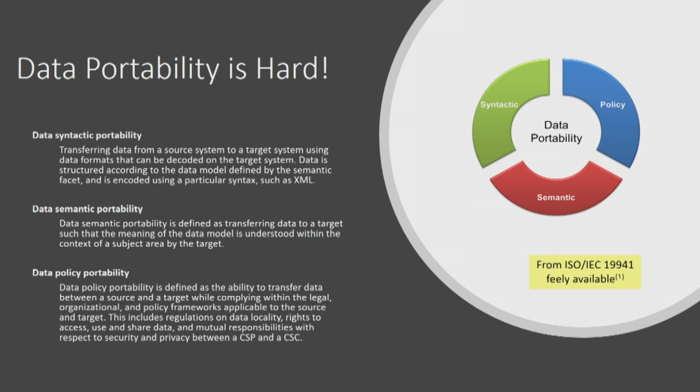And then last but not least, the third facet to make data portability a reality is to make sure that the policy facets are met, meaning the regulations and contractual requirements and agreements from the source and from the sender and receiver are indeed compatible. For example, geolocation, agreements on data sharing, mutual responsibility for access and security and privacy of data. So these three facets are important to actually, technically, making data portability a reality.